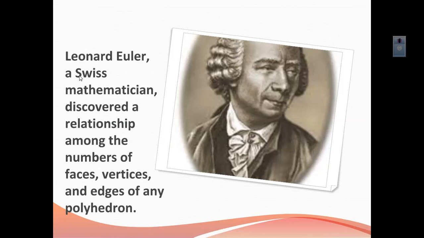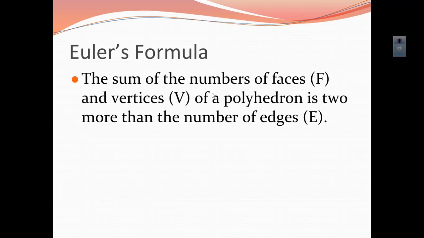Now, Leonhard Euler, a Swiss mathematician, discovered a relationship among the number of faces, vertices, and edges of any polyhedron. Now he's known for a lot of things. This is just one of them. And he came up with an equation, his formula here, to discover a relationship between all of these faces, vertices, and edges. And he found out that the sum of the number of faces, F, and vertices, V, of a polyhedron is 2 more than the number of edges. So we have faces plus vertices equals edges plus 2. So make sure you write this down.